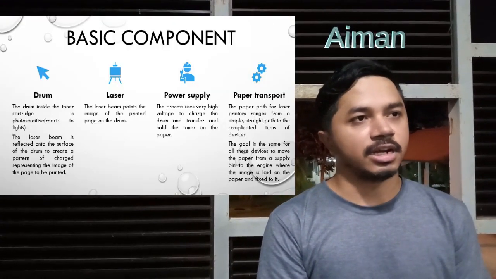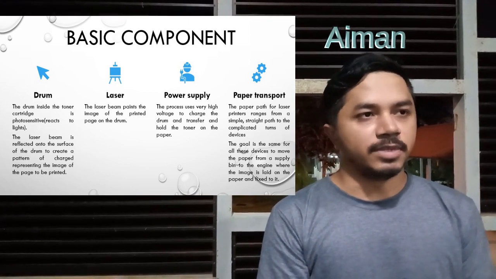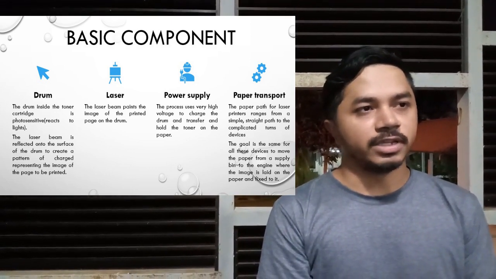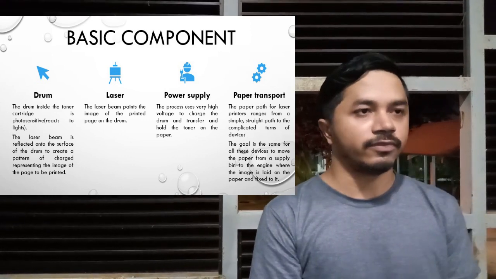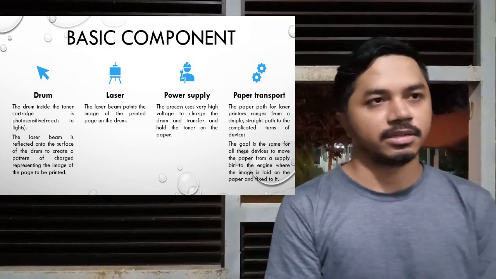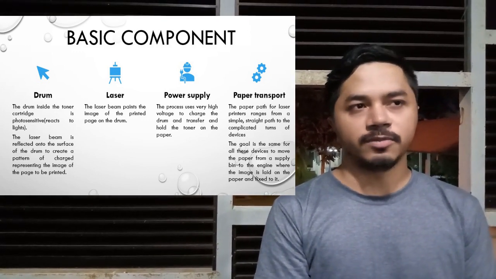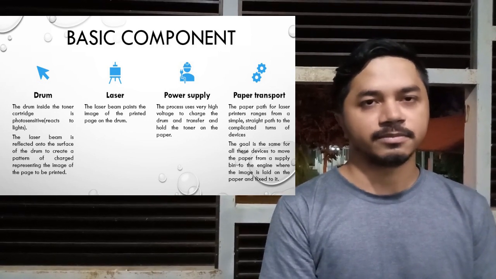Number one is the drum. The drum inside the toner cartridge is photosensitive. The laser beam is reflected onto the surface of the drum to create a pattern of charge representing the image of the page to be printed. Number two is the laser. The laser beam paints the image of the printed page on the drum.